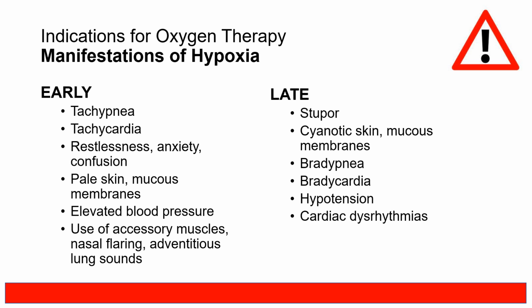Later on, they can have stupor, which means they're close to being unconscious, cyanotic skin, bradypnea, bradycardia, hypotension. So everything kind of just slows down, and then their heart can be affected. And this is because the actual heart muscle is being deprived of oxygen, so that is going to show up as cardiac dysrhythmias. So these are the things you want to pay attention to when you're assessing a patient, even a patient that you don't know is having a respiratory problem. If you see any of these early signs, then you definitely want to do something about it.